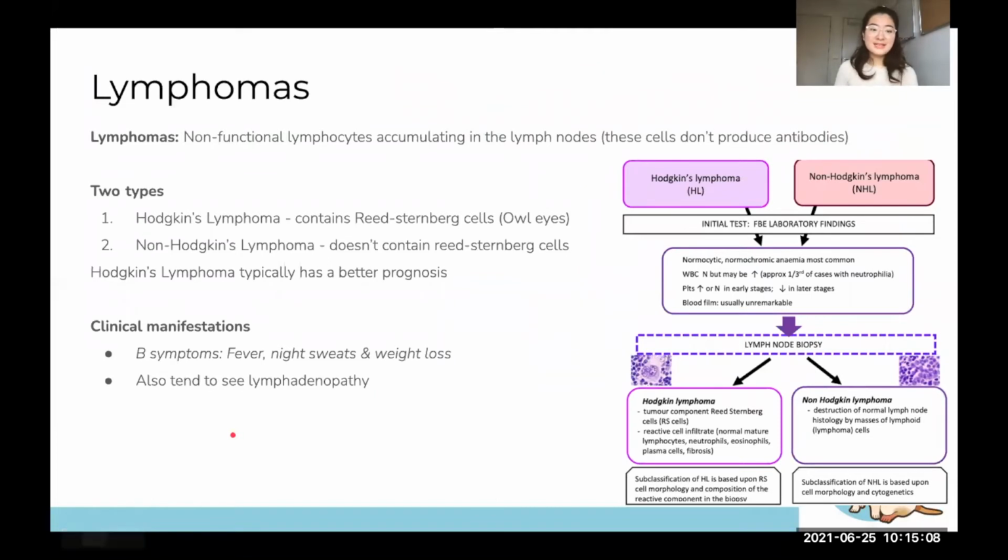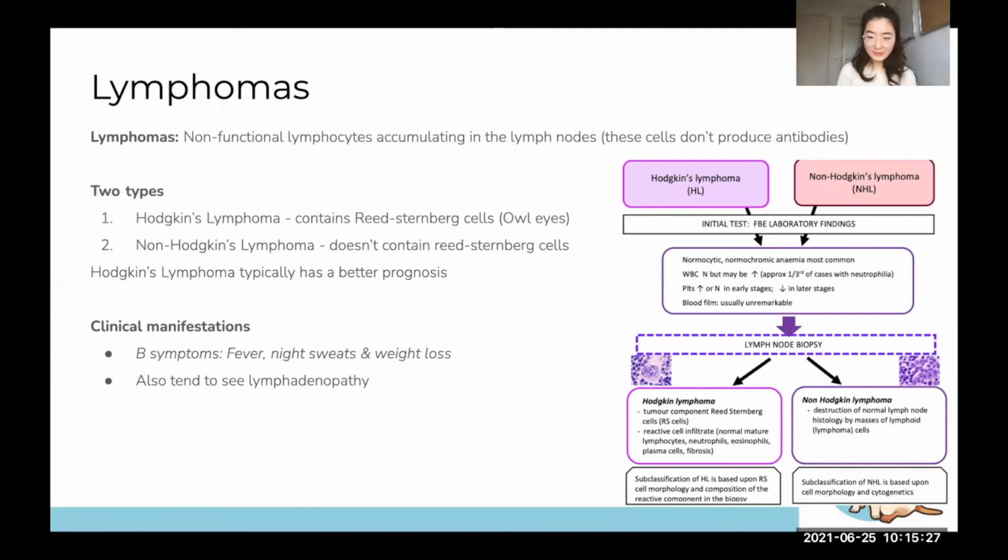Okay, so next we will be moving on to lymphomas. Lymphomas are just your lymphocytes, so non-functional lymphocytes that accumulate in your lymph nodes. There are two ways to separate lymphomas. The way that we'll talk about is separating it into Hodgkin's lymphoma and non-Hodgkin's lymphoma.